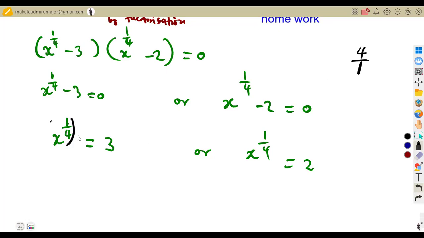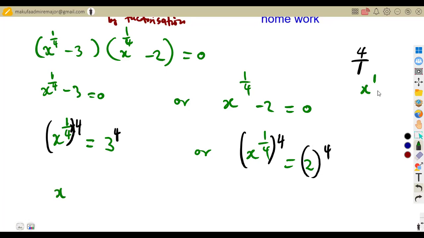So we raise this to the exponent of the reciprocal. The same thing here, the reciprocal, which is 4/1, which is the same as 4. Remember, 4/1 is the same as 4. So if we multiply 1/4 times 4, we are going to remain with 1, x to the exponent of 1. And we understand that x to the exponent of 1 is the same as what? It is the same as x. So meaning to say here, we're going to have x.